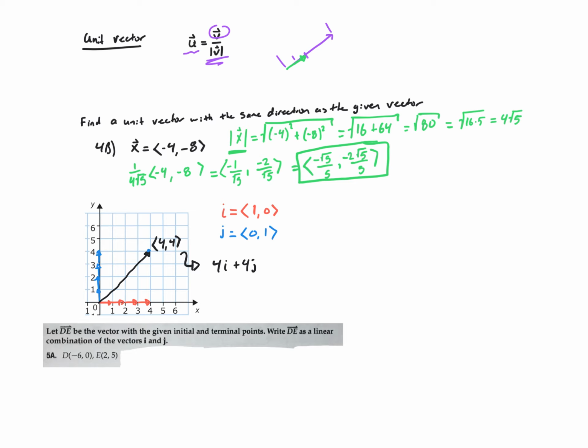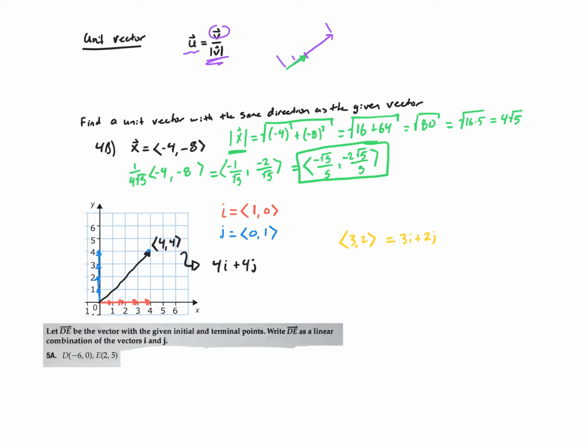If you have it in component form, like let's just say it's 3, 2, then if you want to write it as a linear combination of those unit vectors, that would just be the same thing as 3i plus 2j. Really hard, right? I knew you'd say that.